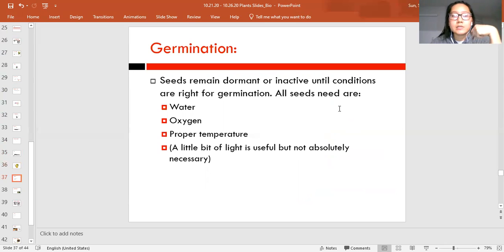Germination. So seeds remain dormant or inactive until conditions are right for germination. So they're not going to start sprouting unless all of these things are there. And all they actually need are some water, some oxygen, a temperature that can't be too cold, and then having a little light is helpful to tell them which way to grow, but it's not absolutely necessary because usually seeds are buried underground, right? So when they have all of these, they will germinate, or grow from the seed, and start sprouting into a plant.